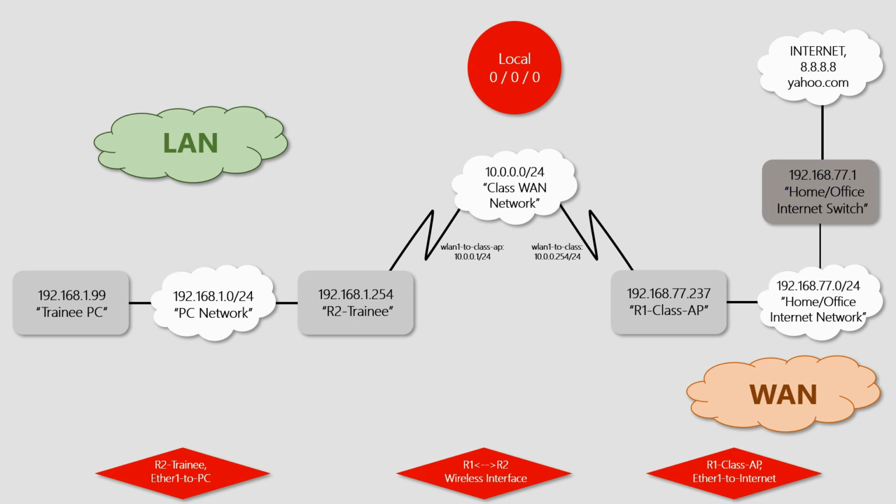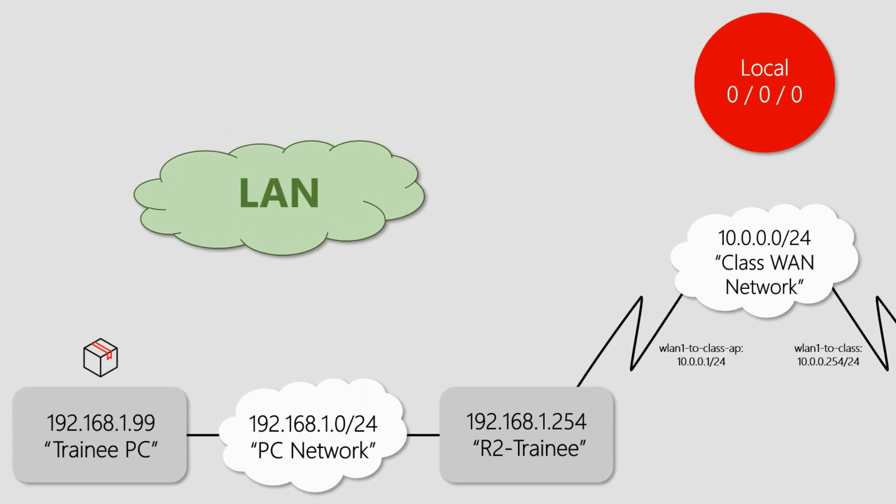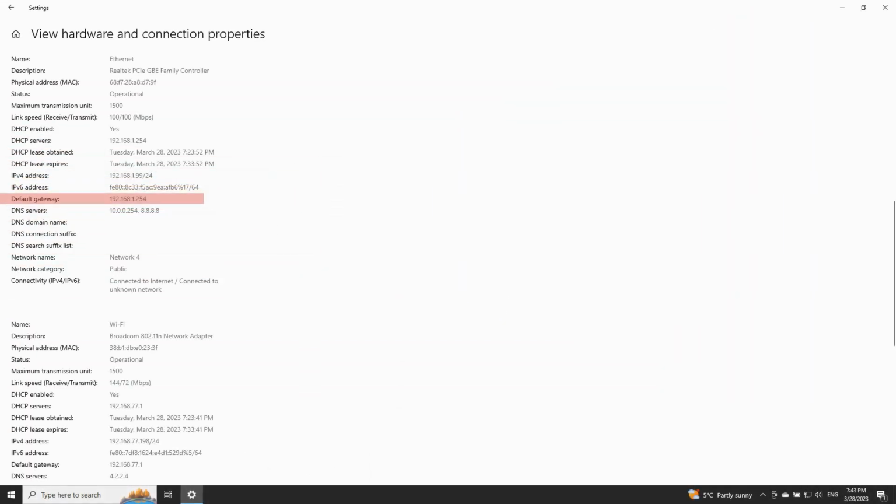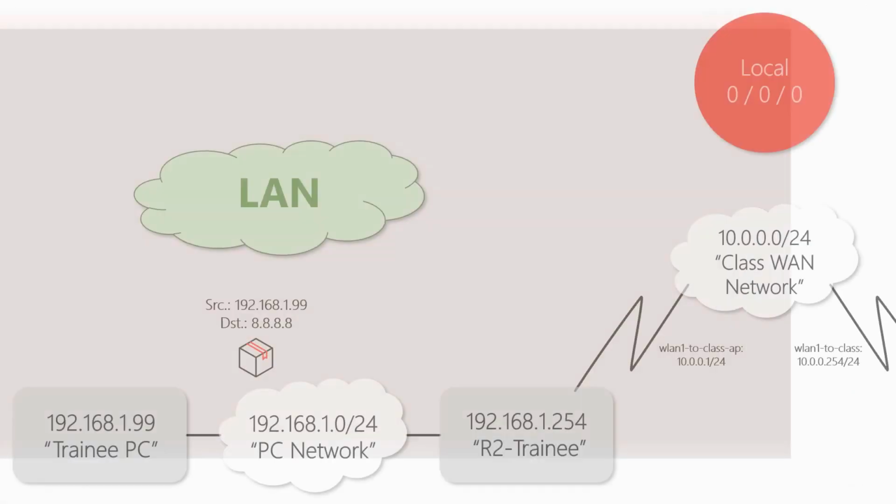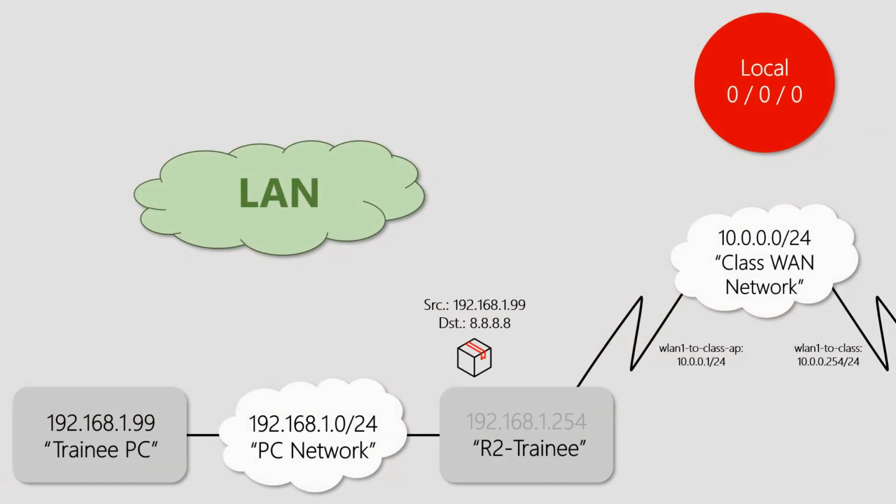Now, let's study the behavior of packets in this example once they leave the PC. A packet with the source address of 192.168.1.199 and the destination address of 8.8.8.8 is created, and it first checks its own network for that destination. Since 8.8.8.8 is not available on the PC network, our packet refers to the default gateway on the computer, which here is 192.168.1.254, which can be found on the trainee router.